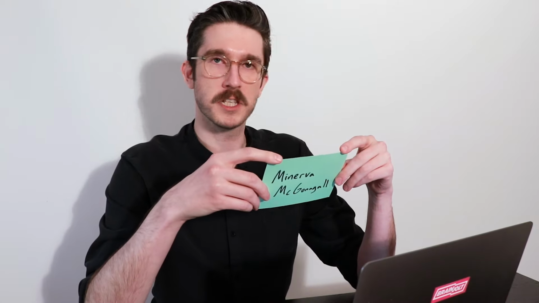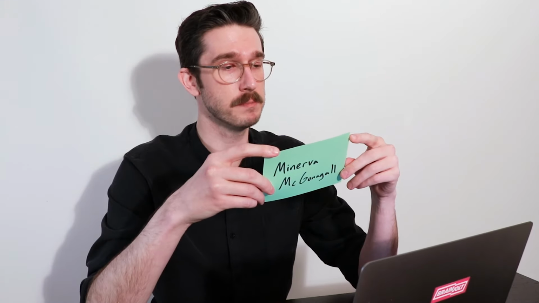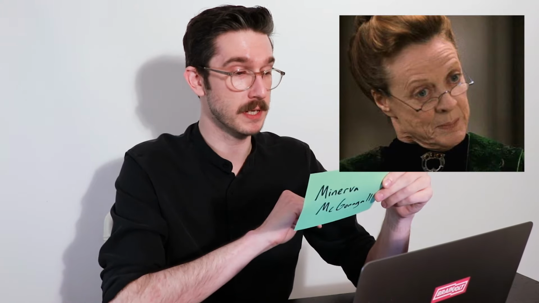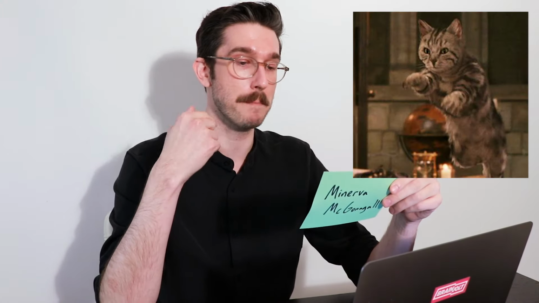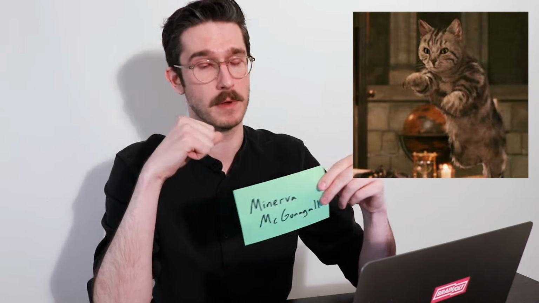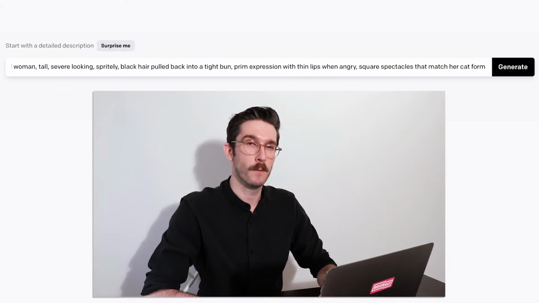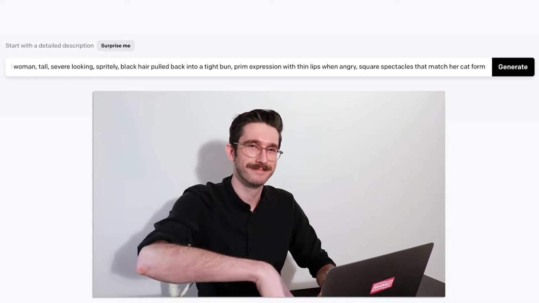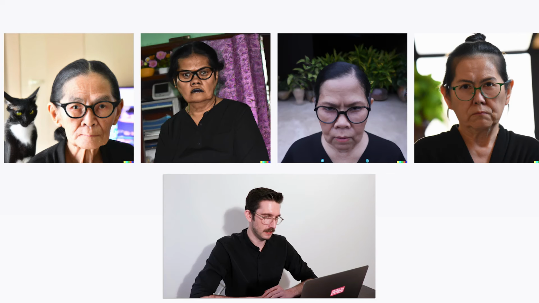Beloved professor of transfiguration, of course, but she's described in the books physically as being tall, severe looking, sprightly for a 70-year-old woman. She had black hair that was frequently combed back and in a tight bun. She had a prim expression with thin lips when she was angry, and square spectacles that matched the markings of her silver tabby cat form. Do you think the AI is going to know what a cat form is? Professor McGonagall, what are we going to do with you?